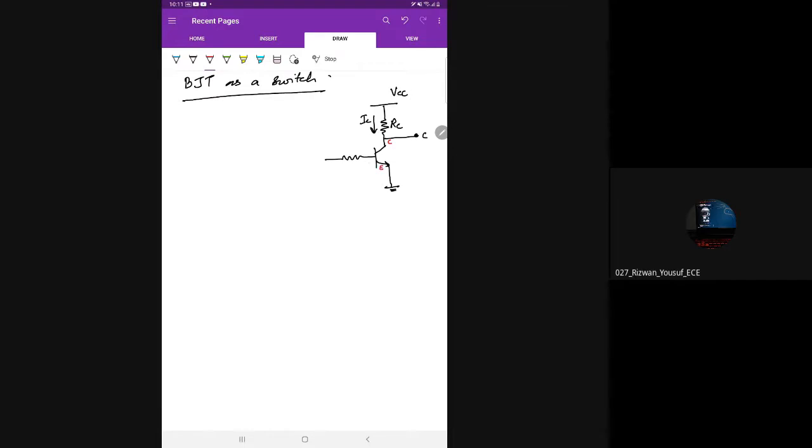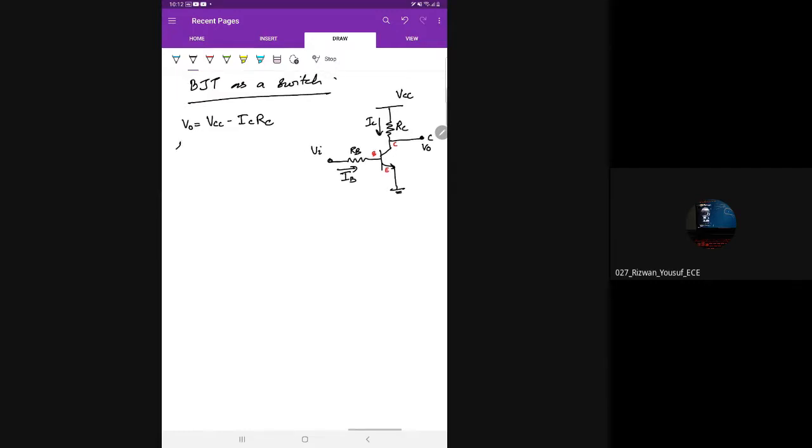So this is emitter here and this is base here. This will be RB and this will be V input, and whatever current will flow through the RB will be IB. Now see here, V output is taken from the collector. If we calculate from this circuit, V output will be equal to VCC minus IC RC.